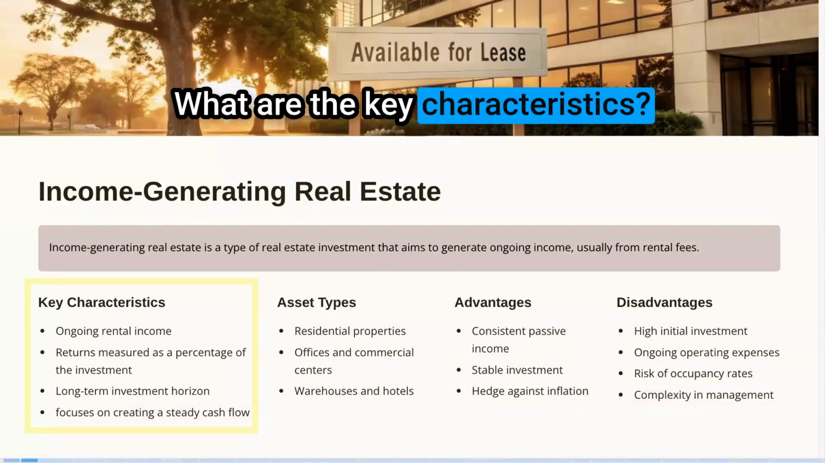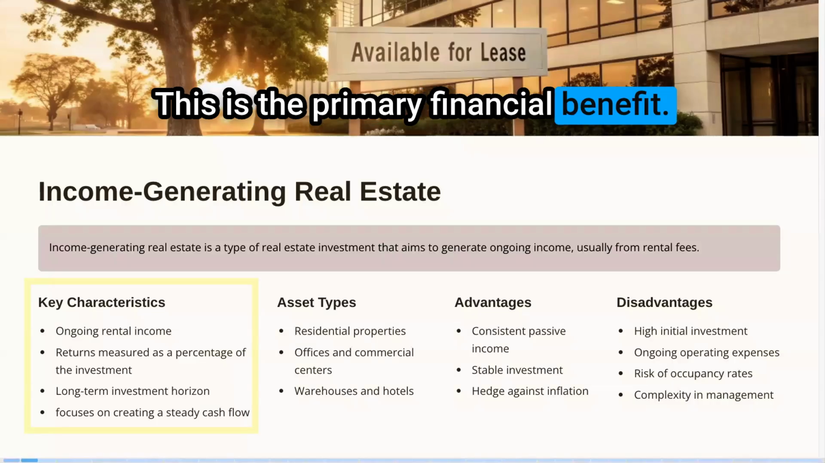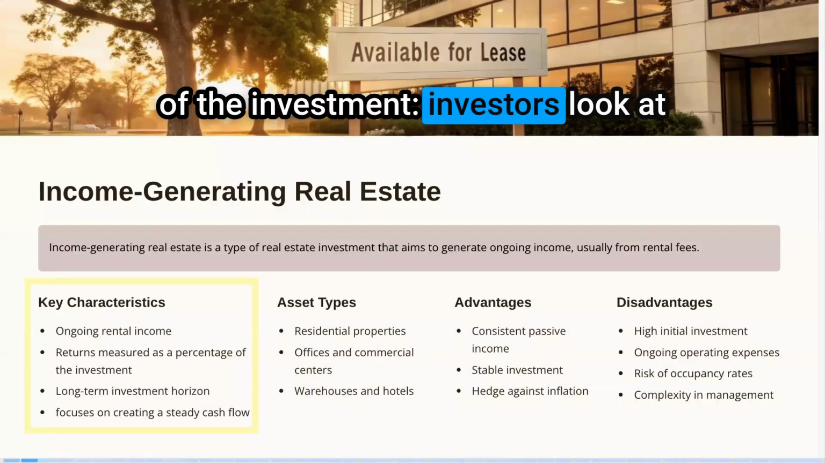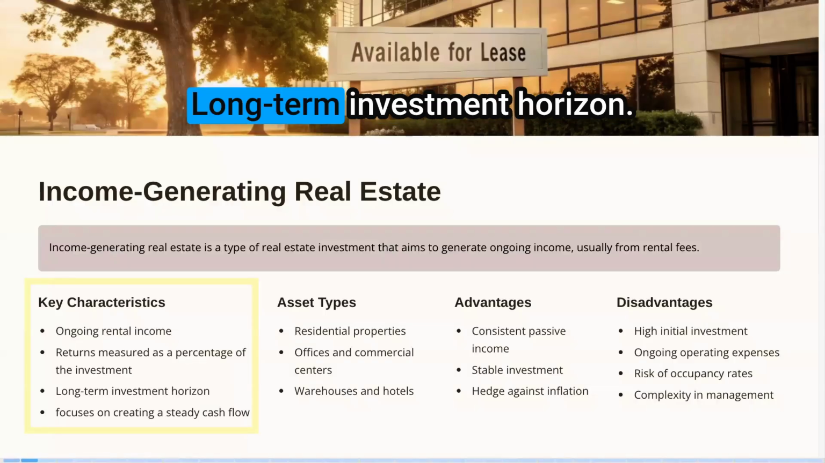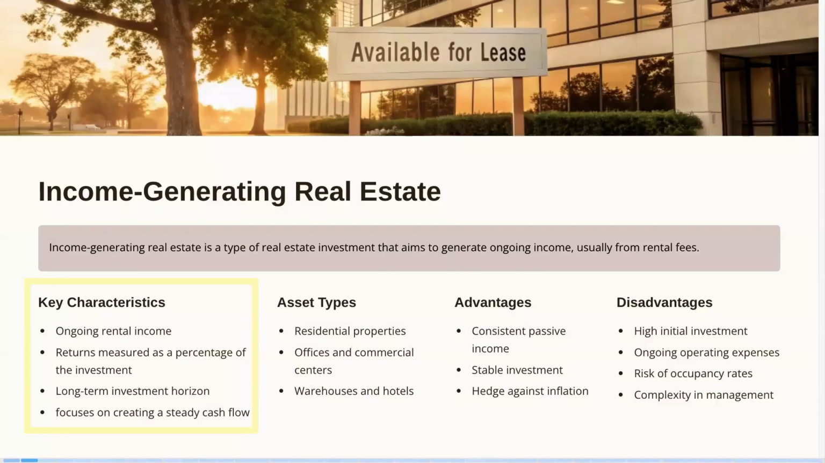What are the key characteristics? Ongoing rental income. This is the primary financial benefit. Returns measured as a percentage of the investment. Investors look at yields and returns on their capital. Long term investment horizon. Often these aren't quick flips. The focus is on creating a steady cash flow over time.